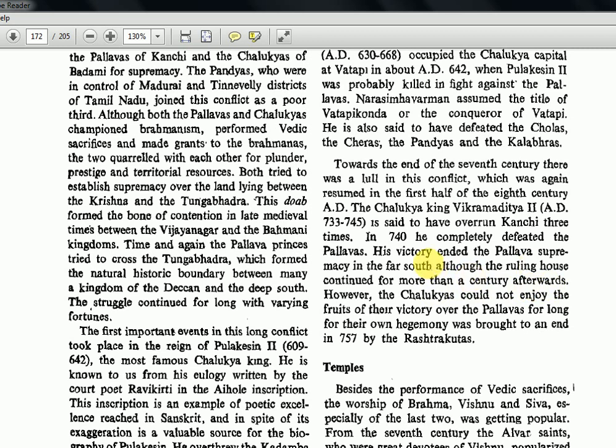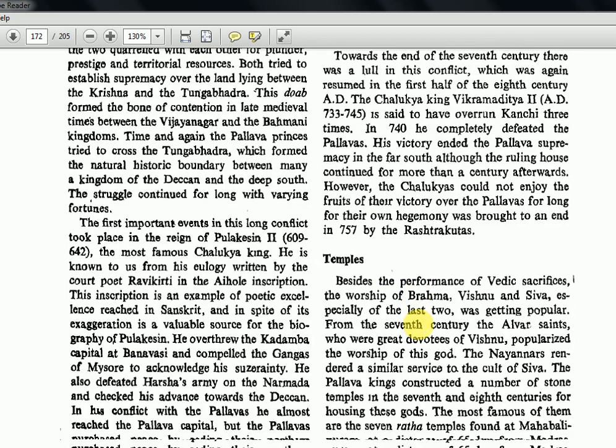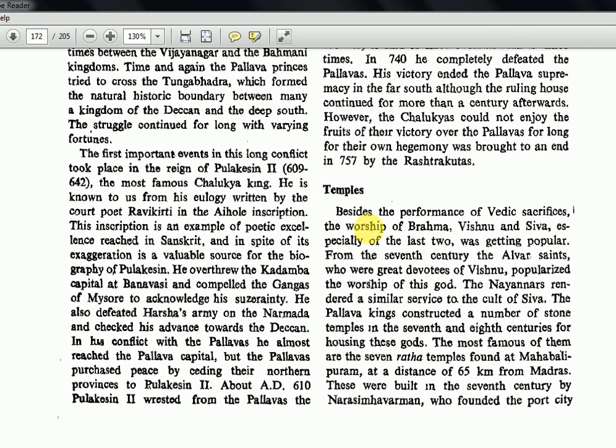Now, in 740, the Chalukyas could not enjoy the fruits of their victory over the Pallavas for long, for their own hegemony was brought to an end in 757 by the Rashtrakutas. So in 740 they thought they would be the supreme power, but the Rashtrakutas will come up and become the supreme power. That is the full story of almost all the 6th, 7th, 8th century kingdoms we saw. Hope you understood it. Else watch that video one more time, because I have tried to read every line for you, and whatever is important I have repeated for you.